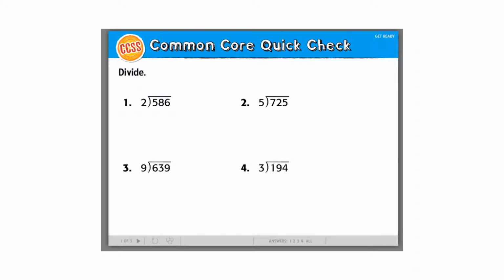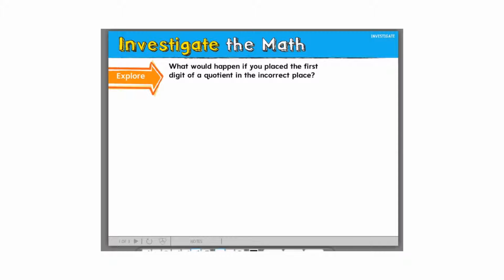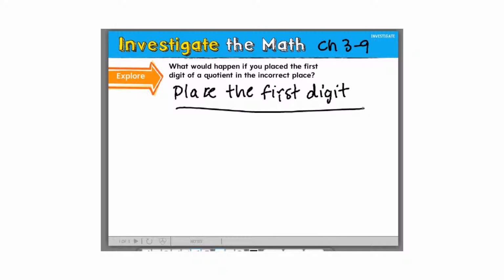Then you can look at your math notes. Make sure that you have the title of today's lesson, Placing the First Digit, in your notes. The question says, what would happen if you place the first digit of a quotient in the incorrect place? So I'm going to give you an example of that. Watch my example.